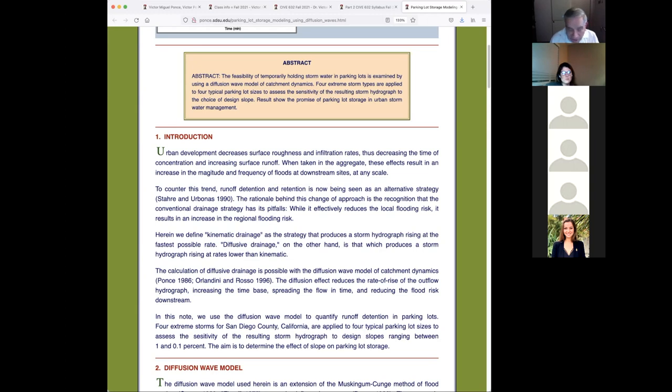And we know that for a fact. That's been talked about in every quarter, okay? The solving of the flood problem in one place creates a bigger problem in the neighborhood or in the region, the regional effect. In the last 20, 30 years, since the work of Stare and Urbonas, that was in 1990, they have a book on this. They worked in Denver, Colorado. They pioneered the issue of retention.